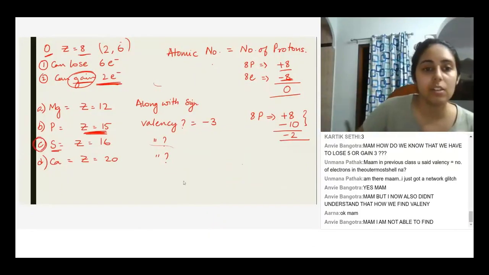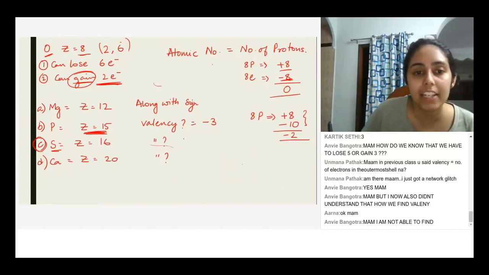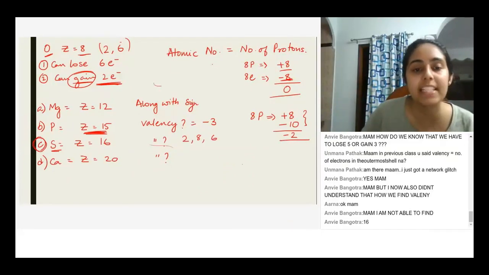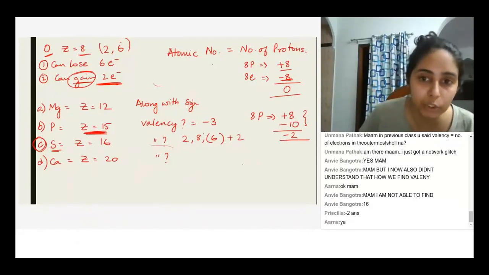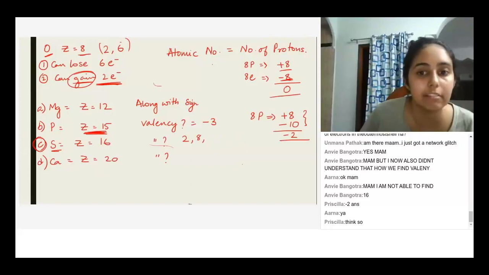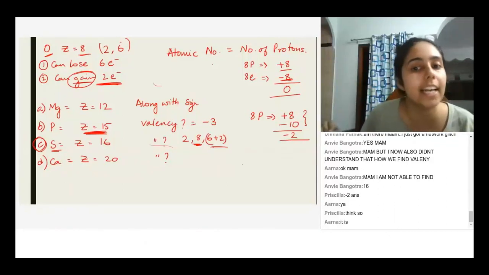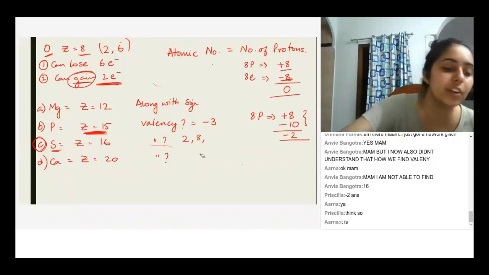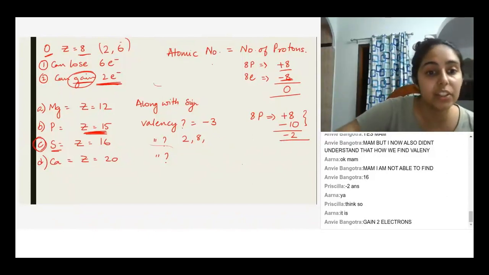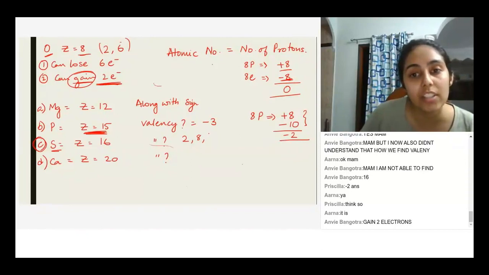Okay. So atomic number is 16. The electronic configuration is 2, 8, 6. Correct? So it has to either lose these 6 electrons or gain 2 electrons. If it loses 6 electrons, then it will have 8 in the outermost shell, or if it gains 2 electrons, then it will have 8 in the outermost shell. Which one is easier? Is it easier to lose 6 electrons or gain 2 electrons? Gain 2 electrons. Very good. So it is easier to gain 2 electrons.